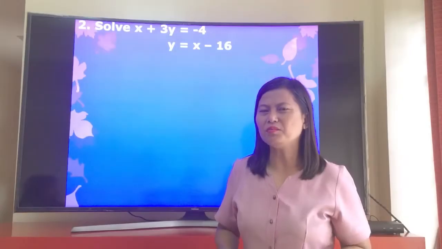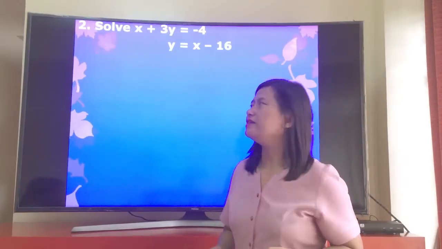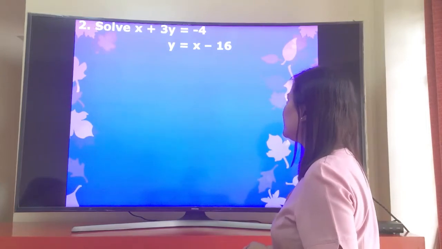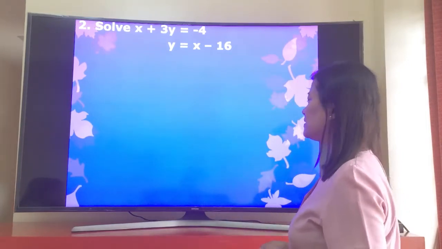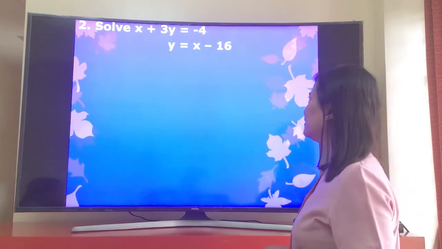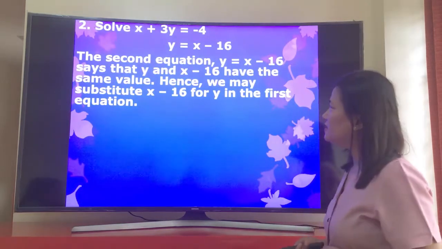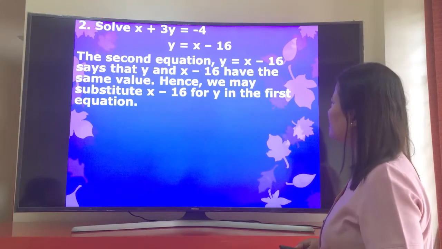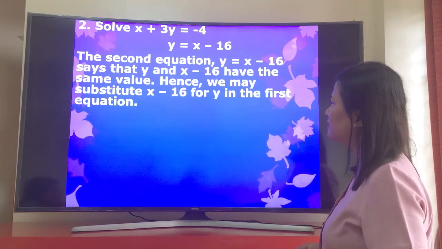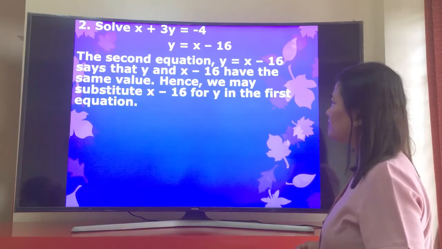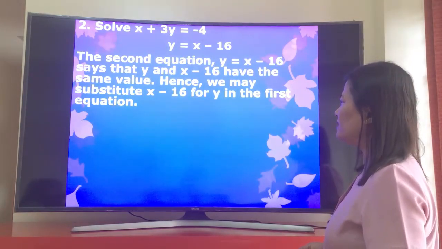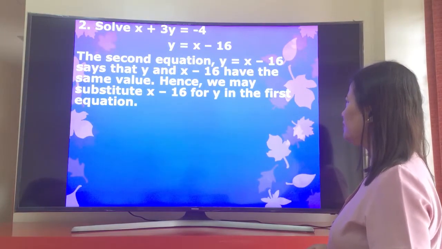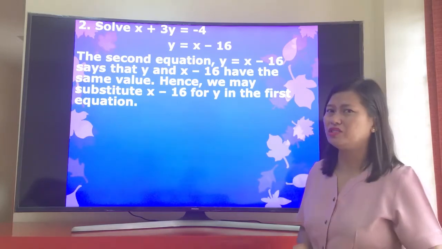Let's have example 2. Solve the system x plus 3y equals negative 4 and y equals x minus 16. Solution. The second equation, y equals x minus 16, says that y and x minus 16 have the same value. Hence, we may substitute x minus 16 for y in the first equation.